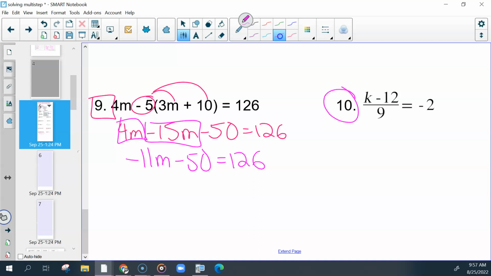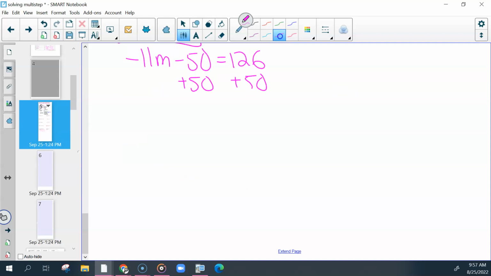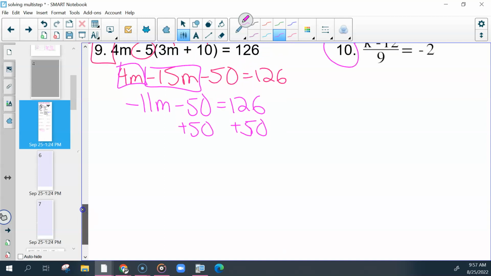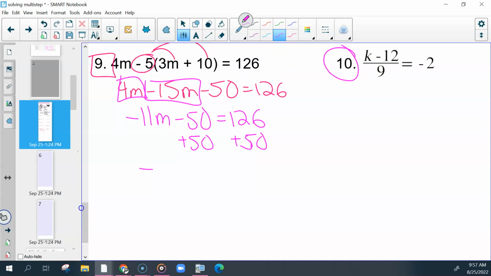Now, we're trying to get m by itself. So we've got to get rid of that 50, we've got to get rid of the 11. But we're not going to touch the 11 first. We've got to get rid of the 50 first. And the opposite of subtraction, we said, was addition. So we're going to add 50 to both sides. We have negative 11m. These would cancel, become 0. And this would be 176.